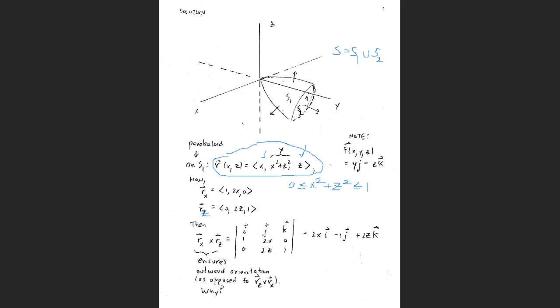All right, we're going to do the cross product now of Rx and Rz, those derivative vectors. When I do the cross product, I'm going to get 2x times i minus 1 times j plus 2z times k. So nothing you haven't done before. You've taken cross products. But we have to be a little bit careful here.